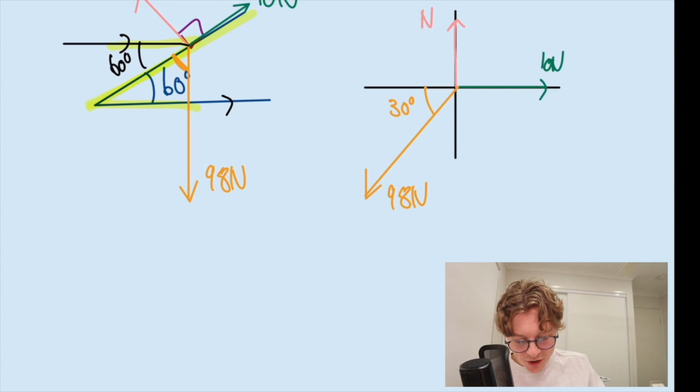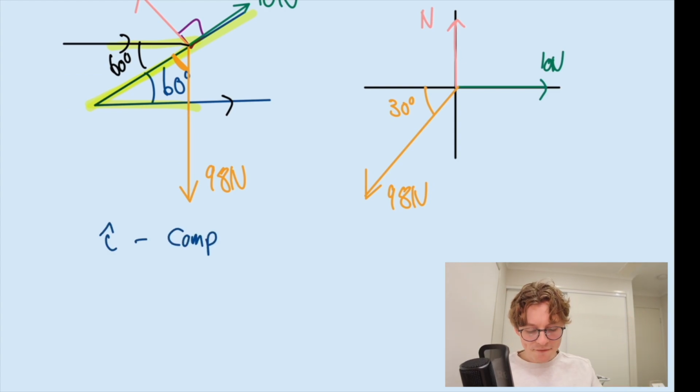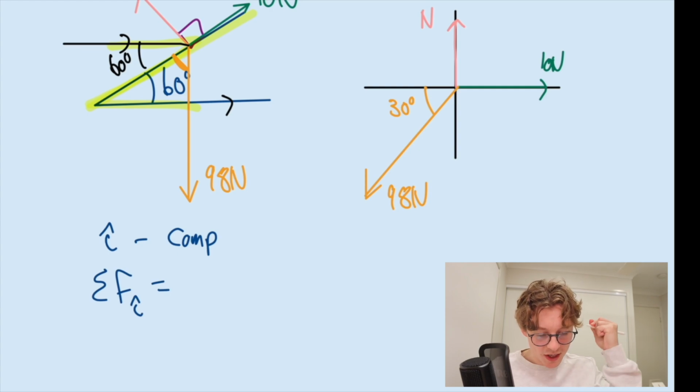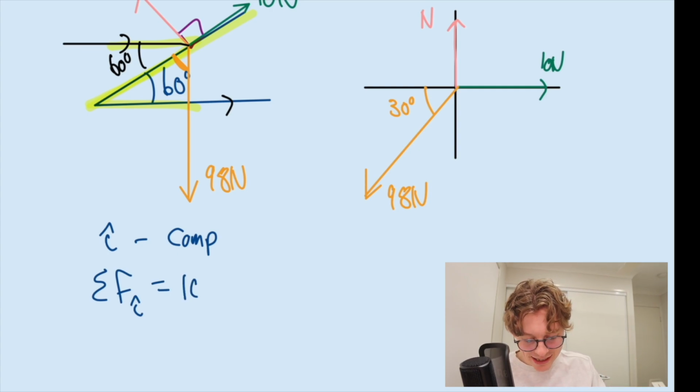I'm going to start with my I component. That's going to be my horizontal components. If I take the sum of my forces in the I direction, this is the sum of my horizontal forces, I wind up with 10 newtons. That's my friction force. That's positive. It's going towards my right.